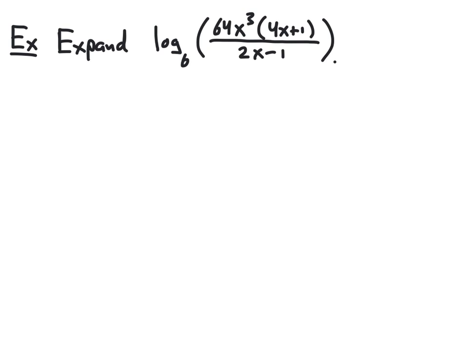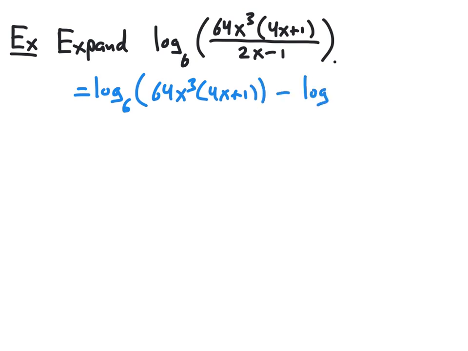For this example, we want to expand the log base 6 of 64x cubed times 4x plus 1, all divided by 2x minus 1. Again, we see that inside the log we have a quotient, so we can write this as the log base 6 of our numerator minus the log base 6 of our denominator.